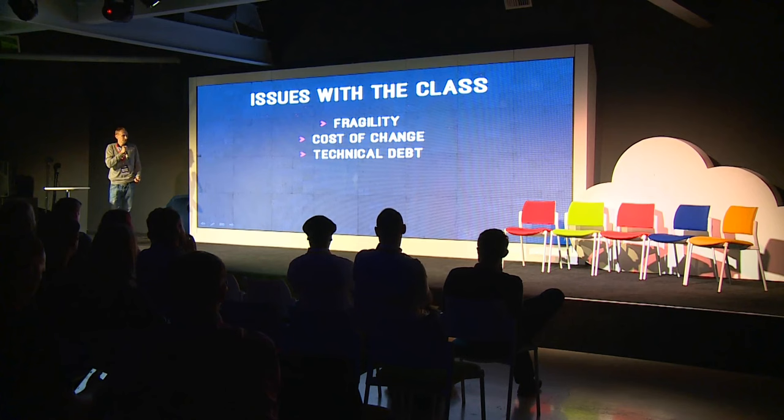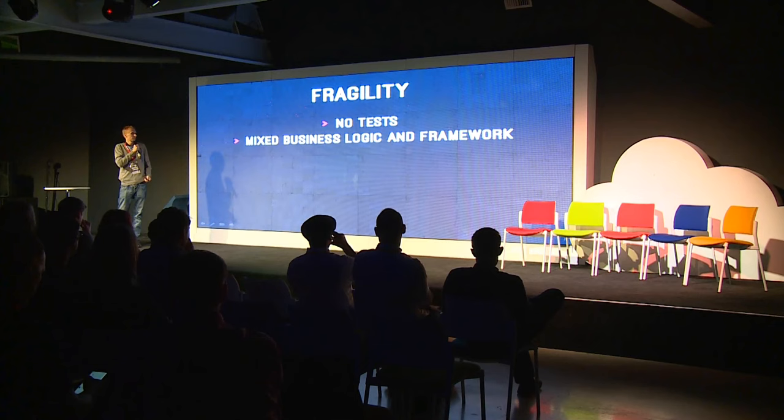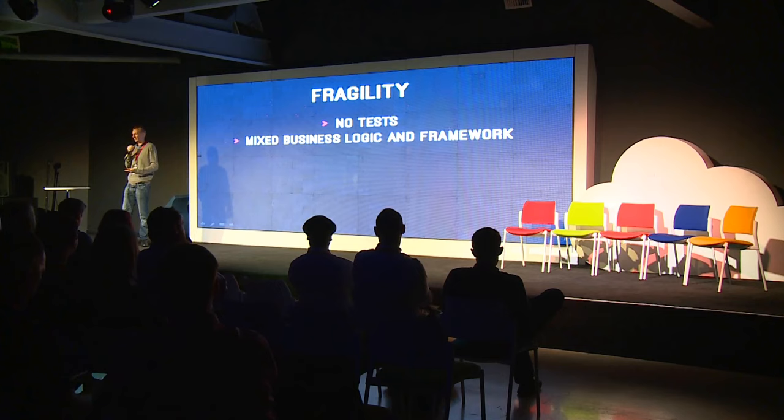And the class is pretty fragile. Again, it's got the cost of change, and it's increasing the project's technical debt. So we talk about fragility because it's got no tests. If it's got no tests, we class it as having high fragility, because how are you going to know whether you've broke it or not without running manual tests?